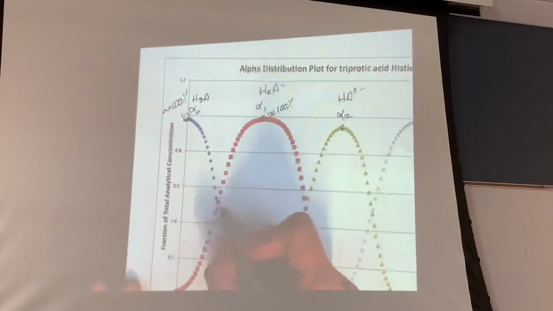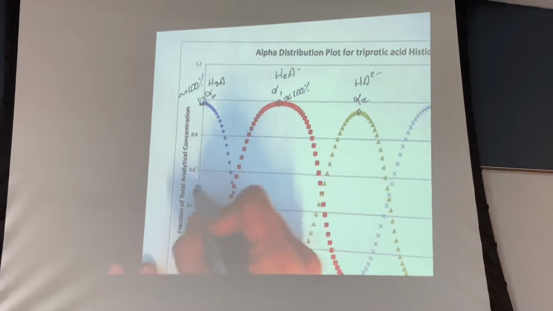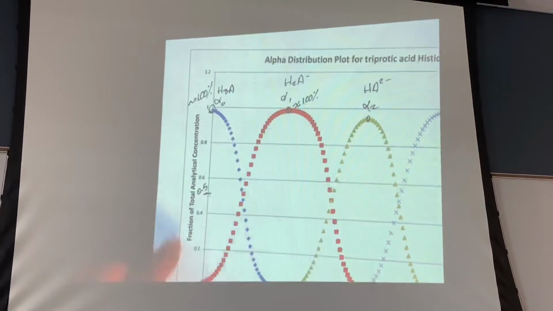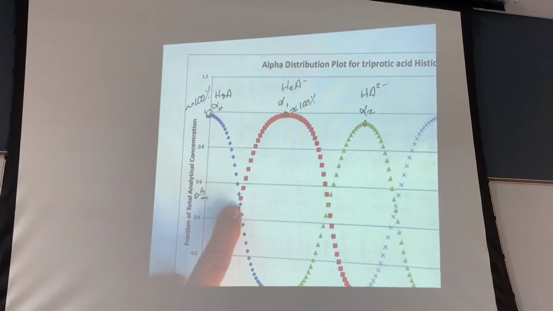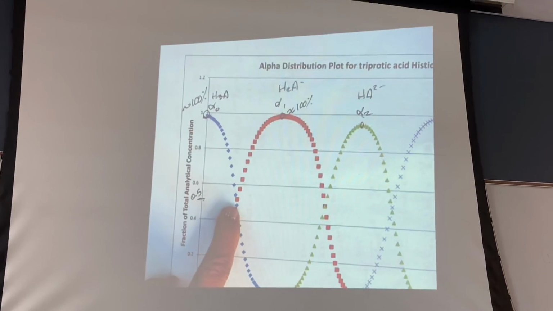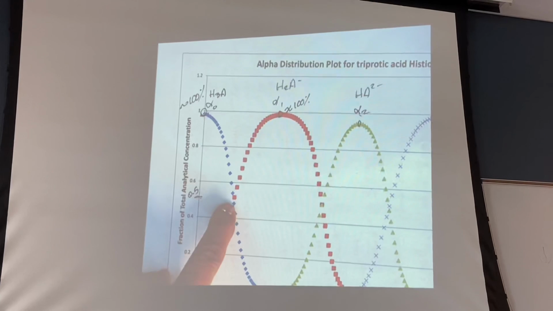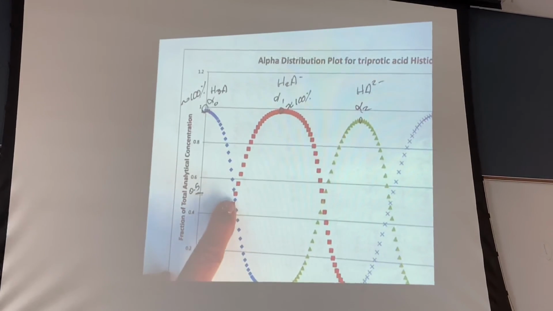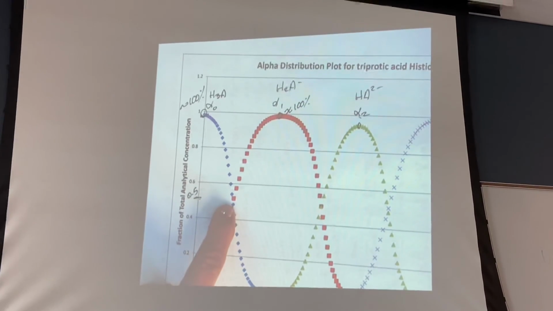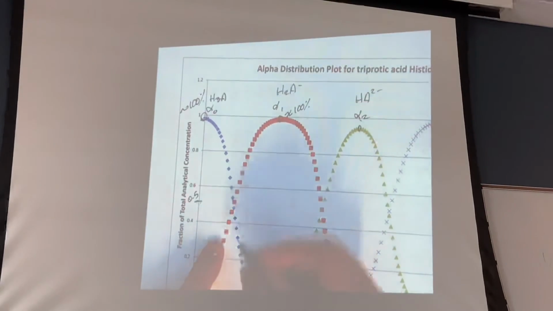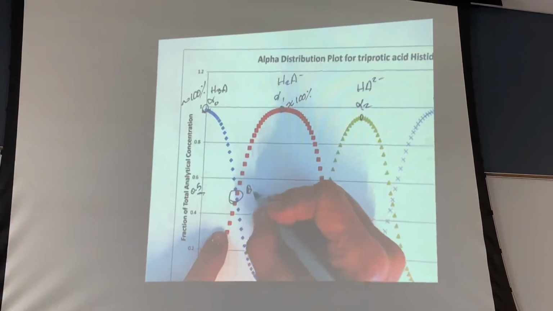Now, what happens when I've got, this is the fraction 0.5, and I've got 2 things at the same level? What does that mean? We're at half titration. I've got a 50-50 mix. Or I have a buffer. Not only that, but I have a best buffer.